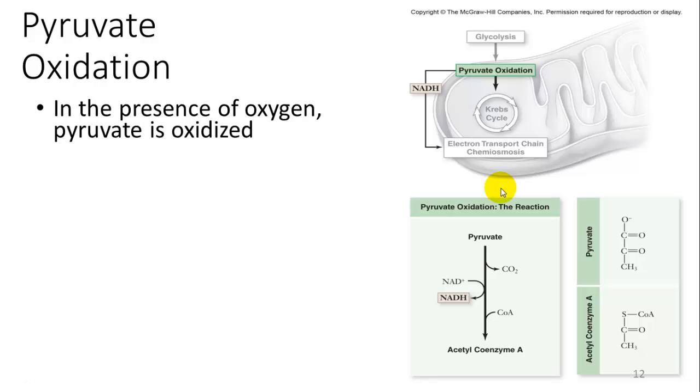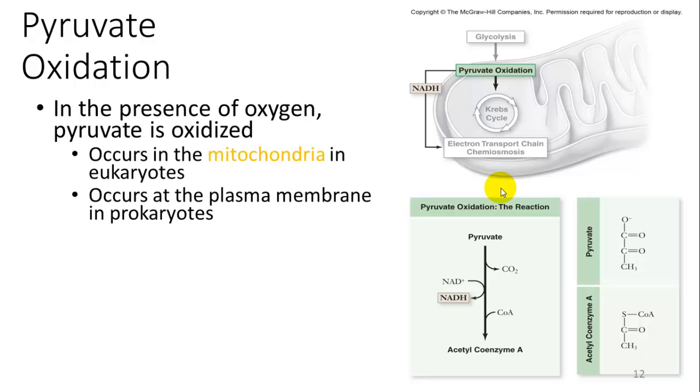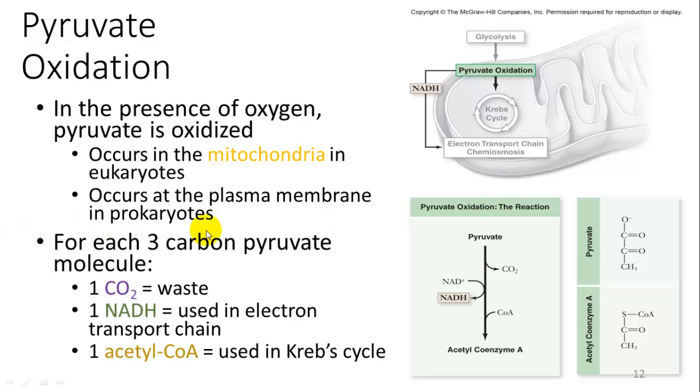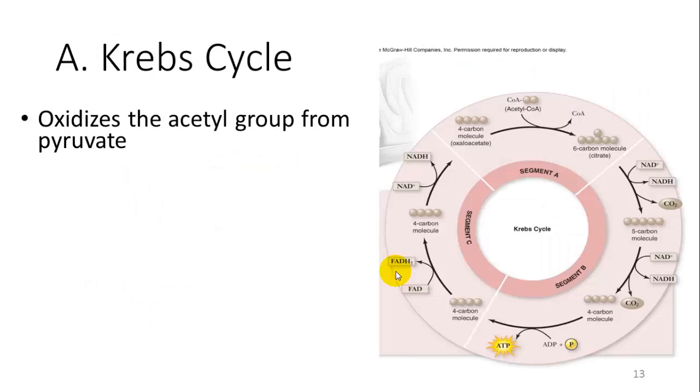So pyruvate, when it is oxidized in the presence of oxygen, occurs in the mitochondria in eukaryotes and at the plasma membrane in prokaryotes. So there are some prokaryotes who don't have mitochondria, and they do this within their plasma membrane. For each 3-carbon pyruvate, during pyruvate oxidation, you get 1 carbon dioxide, 1 NADH, and 1 acetyl-CoA, which is used in the Krebs cycle. The NADH is used in the electron transport chain. So then the acetyl-CoA goes into the Krebs cycle, and it's oxidized.